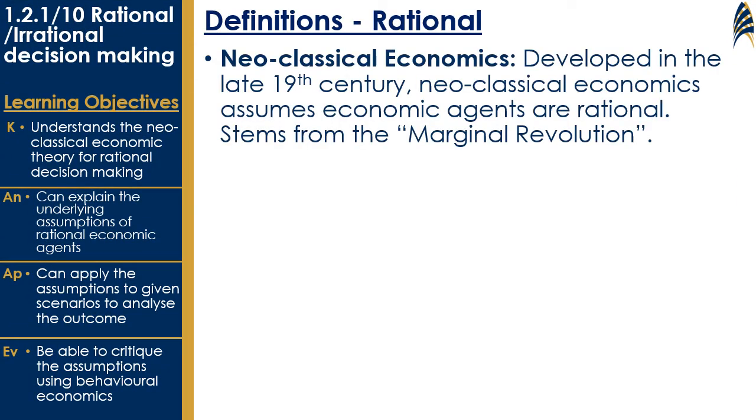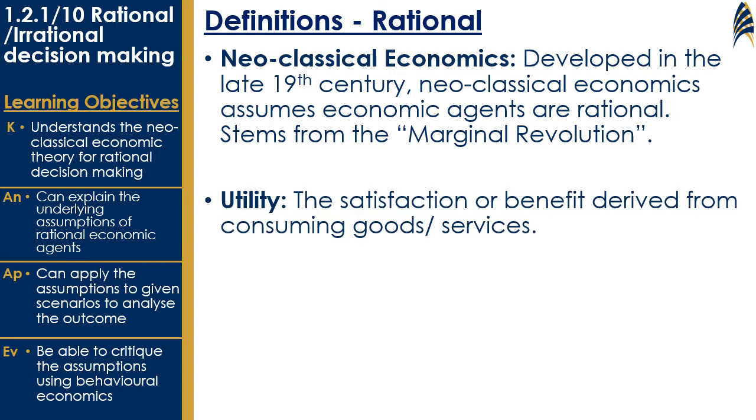So, some definitions. Neoclassical economists developed in the late 19th century. Neoclassical economics assumes economic agents are rational and stems from the marginal revolution. You're going to see a bit more of that in a minute. Maybe it's easier 100 years down the line, but it does seem amazing they just assume people are rational. I think you can all think of 2 or 3 examples straight off the bat of people being very irrational in current times, and that must have been the case then anyway.